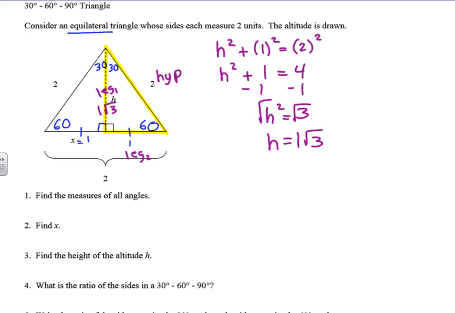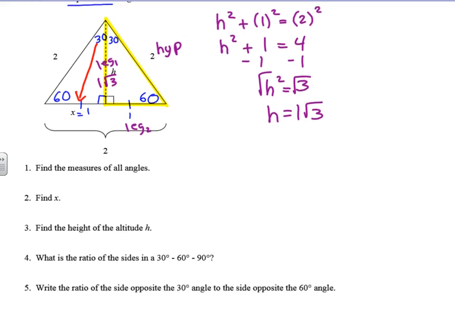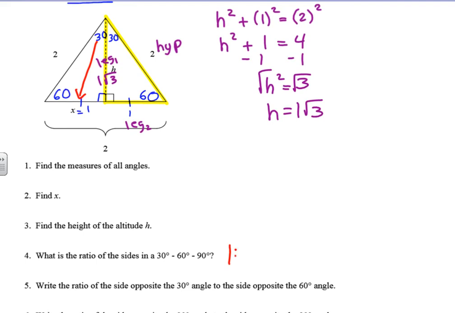So what is the ratio in a 30-60-90? Here is the part that you've got to get in order to understand this. When we're talking about the 30, we're looking at the side opposite 30. What is that? The side opposite 30 is 1. What's the side opposite the 60? 1 times the square root of 3. What's the side opposite the 90? 2. Okay, so that is the ratio of all of those sides: 1 to 1 square root of 3 to 2.